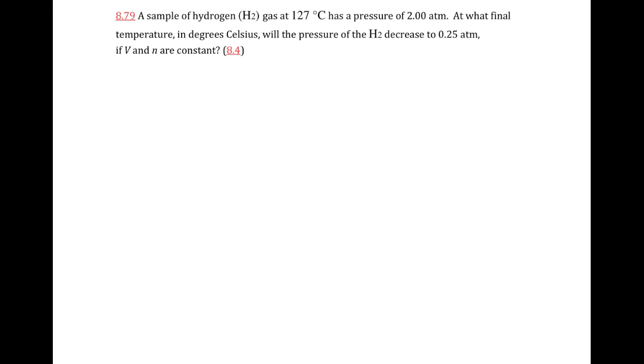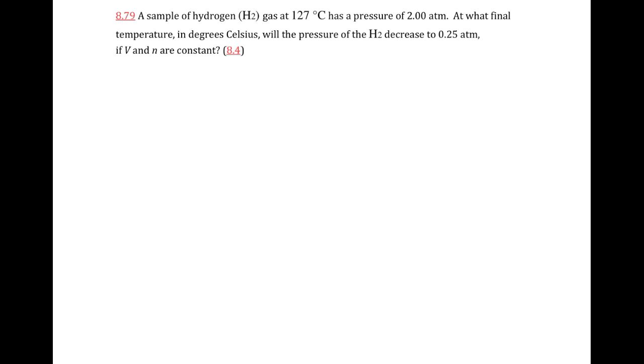A question that deals with temperature and pressure. Question 8.79 reads, a sample of hydrogen gas at 127 degrees Celsius has a pressure of 2 atmospheres. At what final temperature in degrees Celsius will the pressure of the hydrogen decrease to 0.25 atmospheres if volume and the number of moles are constant?